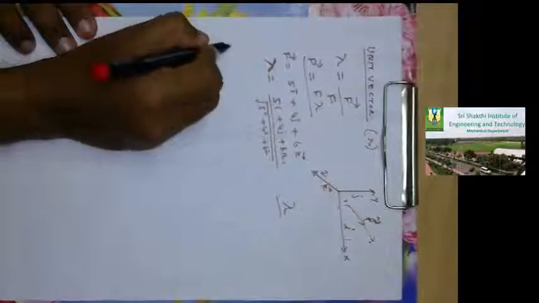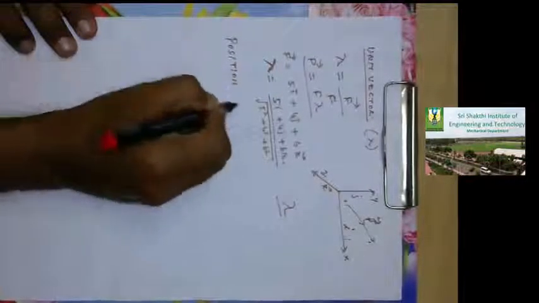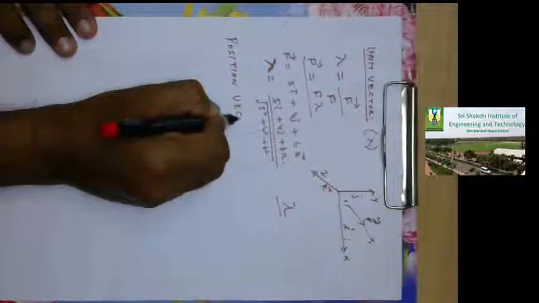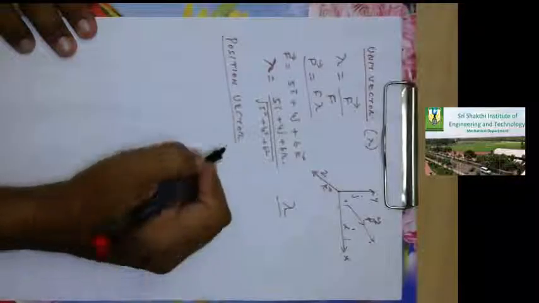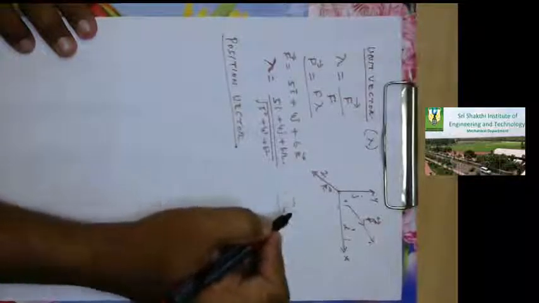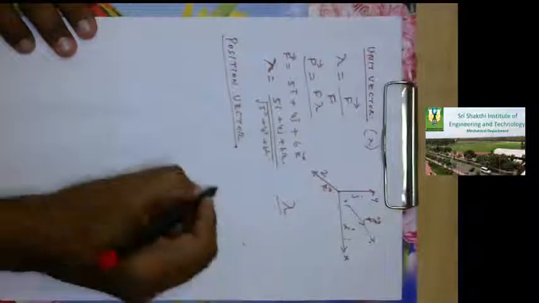Now we will learn about the position vector. What is a position vector? The position vector of a point P with respect to the origin is the OP vector. For example, if I write this.